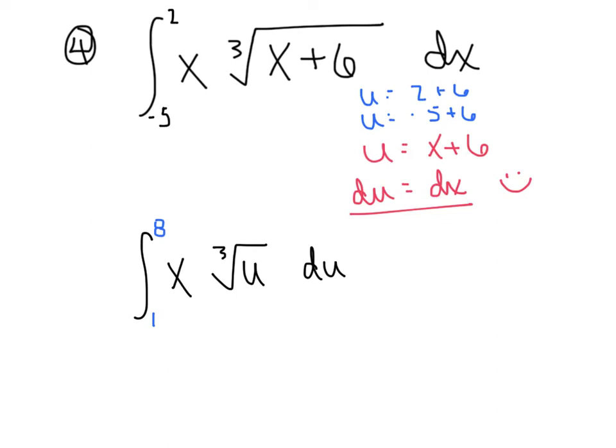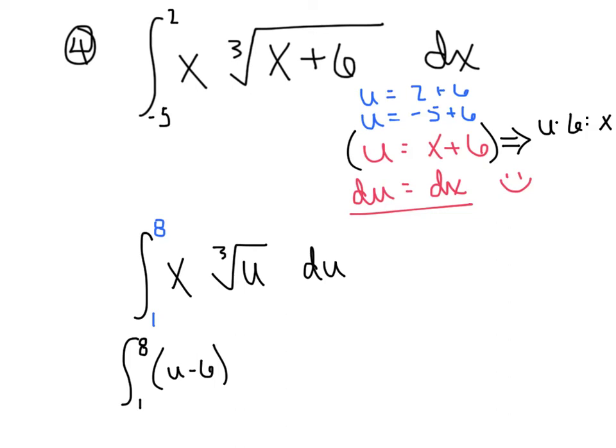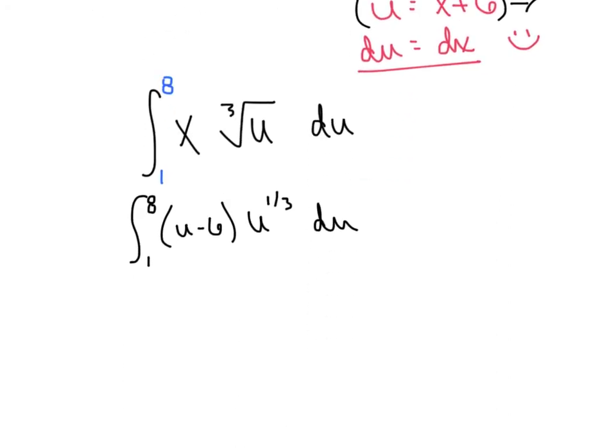Well, what's the big problem? We weren't able to kill all the x's. We've still got this x alive, and we need to rewrite it in terms of u. Based on this statement right here, we could say that u minus 6 is equivalent to x. So I'm going to make that substitution here. Still got bounds of 1 to 8, we've got u minus 6, we've got our u to the 1/3 on the outside, and we're ready to distribute.